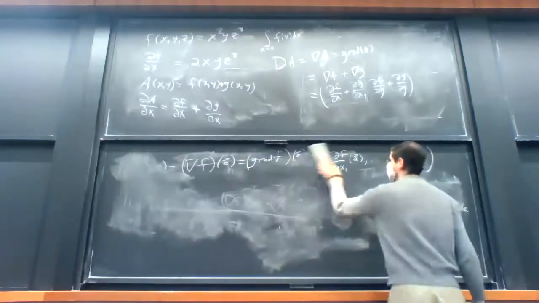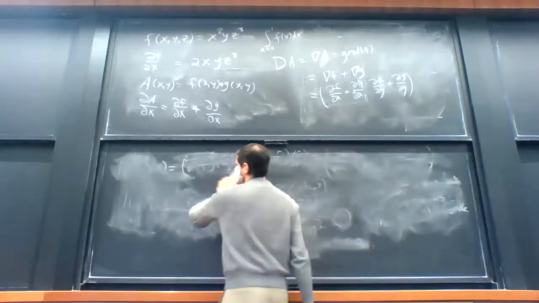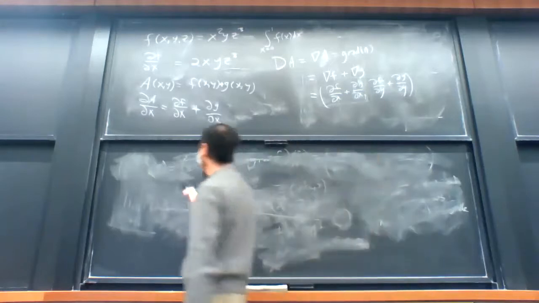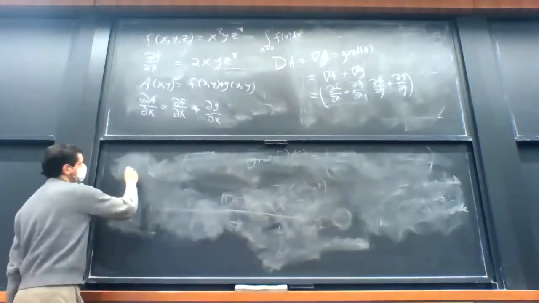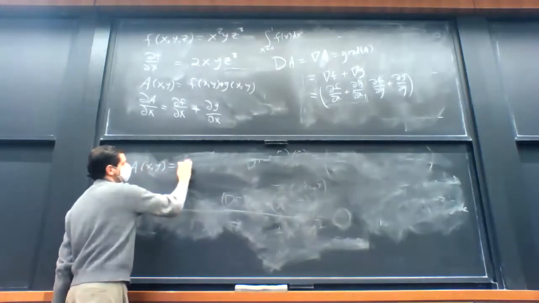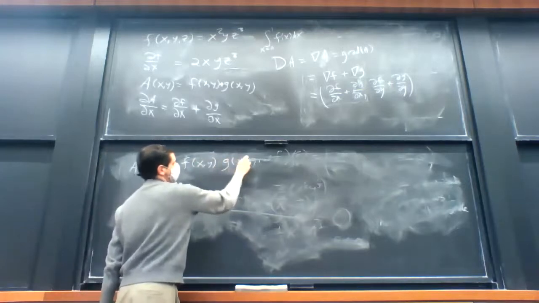So the other rules are pretty straightforward. Difference is the same, constant multiple is the same. The product gets a little bit more interesting. So let's say I have A of x, y equals f of x, y times g of x, y.